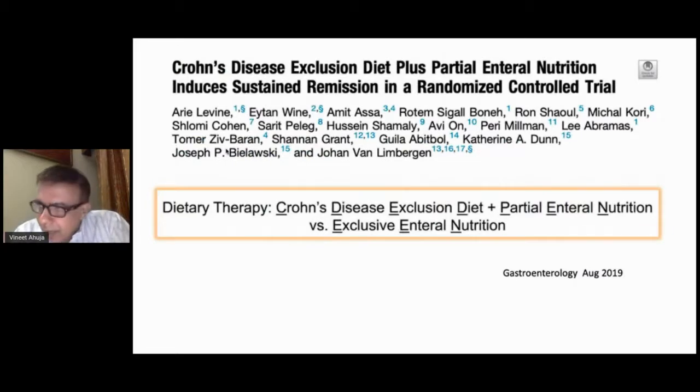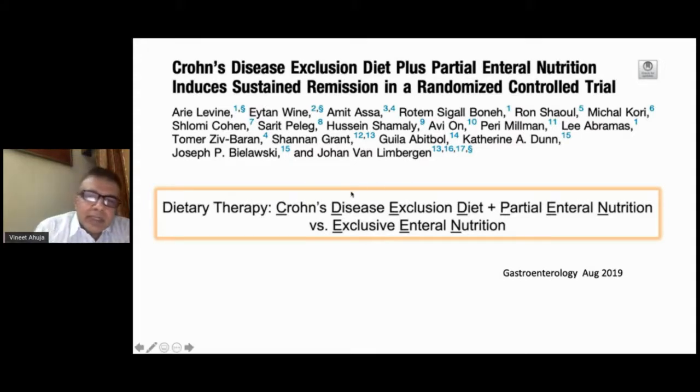Regarding diet, I am putting up one study only because I think this study itself suffices if you want to get convinced that diet really helps. This study was done in pediatric IBD patients, a randomized controlled trial where they looked at Crohn's disease exclusion diet plus partial enteral nutrition, and they found that it induced sustained remission.